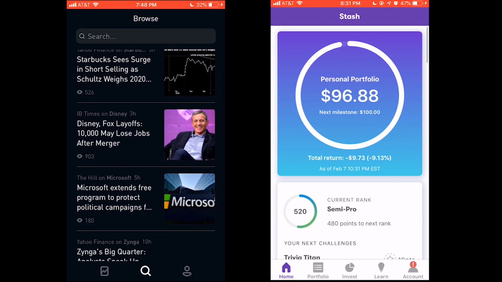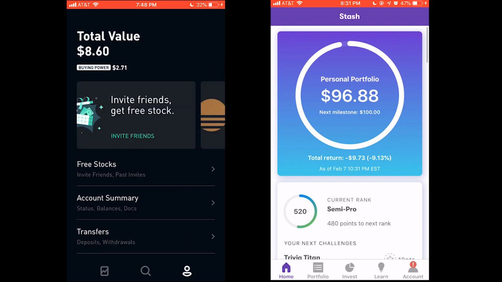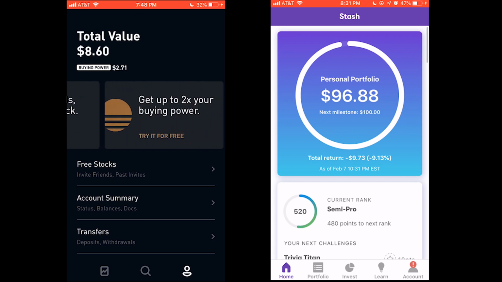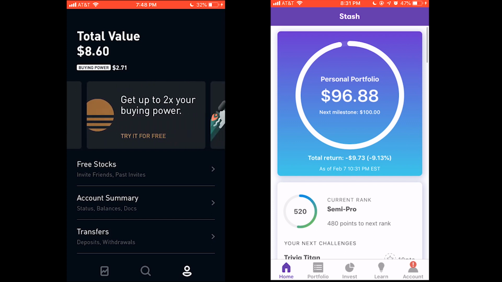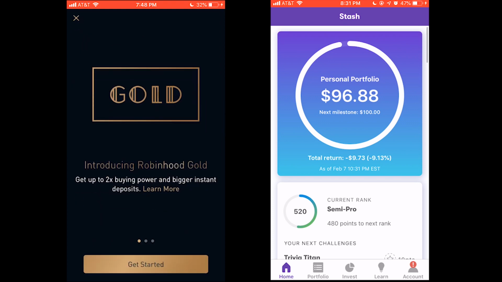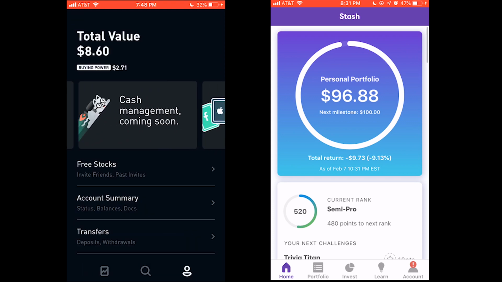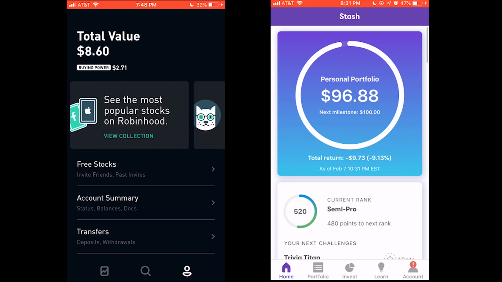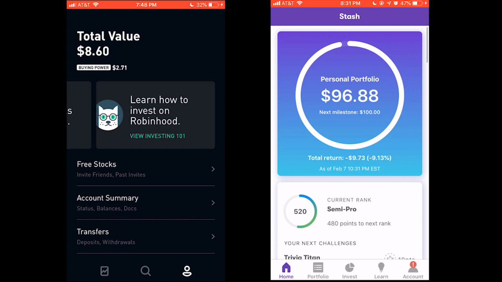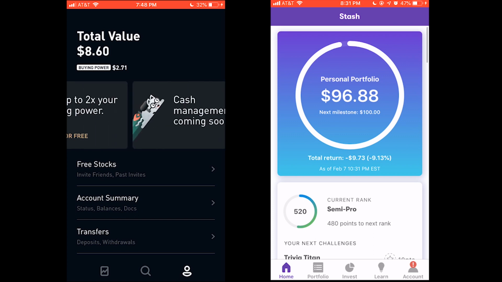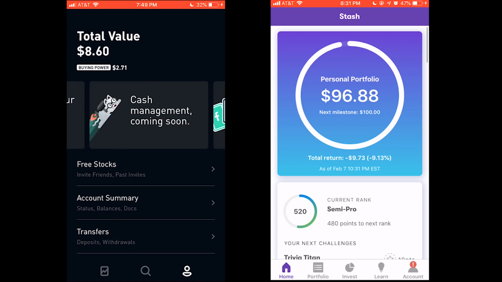Now, if we swipe over, we can see some market news, and one more swipe gets us to our settings. And that's about it for Robinhood. We also have the option to buy on margin with Robinhood Gold, and again, that's just another more in-depth trading tool, but that's about it. Robinhood does say that they'll be doing cash management also in the future, but Stash is currently ahead of them on that.